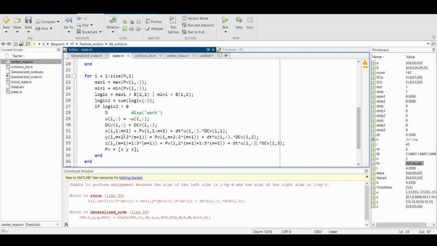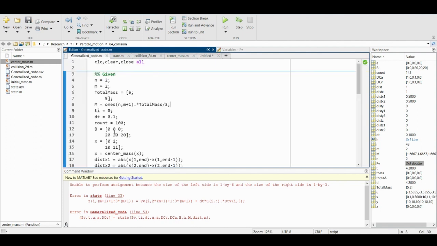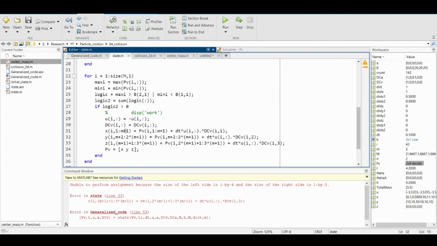X, Y, and Z. 1 to this, 1 to this, 1 to this. I did. In here, I just did all. Let me see if it works or all. I'm not even thinking what I'm doing. It's writing the same thing. I will think when it won't work.